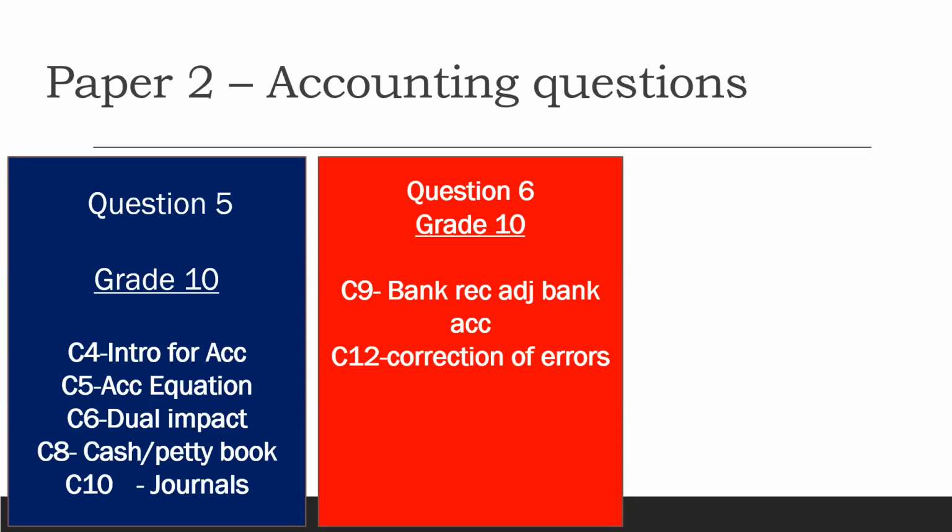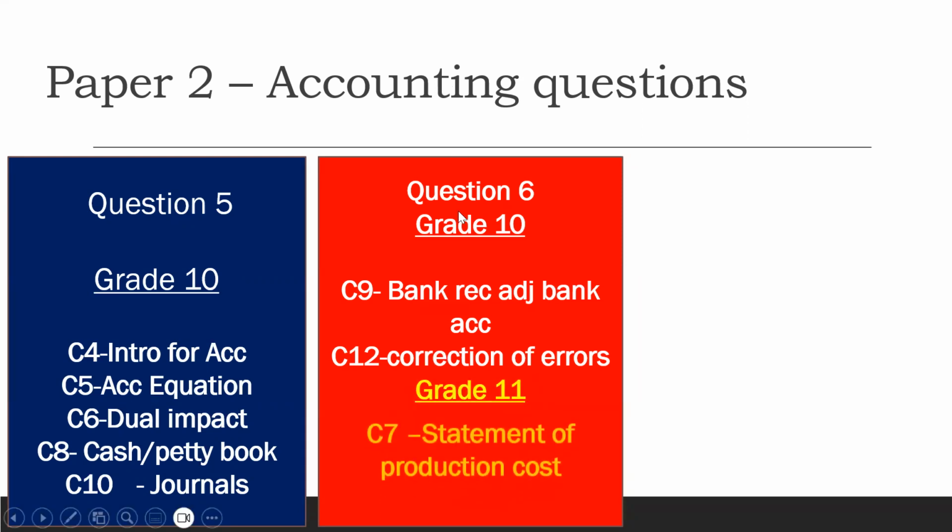And then we come to grade 10, chapter number 12. Most of the students struggle in this chapter, the correction of errors and suspense accounts. The errors that affect the agreement of the trial balance, and errors that won't affect the agreement of the trial balance. So those things you need to practice.